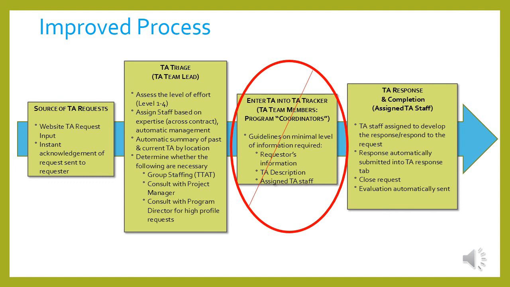Lastly, a TA response and completion will still need to be done by the TA staff. A TA staff will still develop the response and respond to the requester. However, that email will be automatically uploaded into the Activities tab of the record. Outlook and the tracking system will be able to speak to each other. The tracker system will recognize the email address used and automatically upload that email into the Activities tab of the same requester email. Upon closing each record, an evaluation will automatically be sent. This process was discussed earlier, and I think it would save a lot of time.